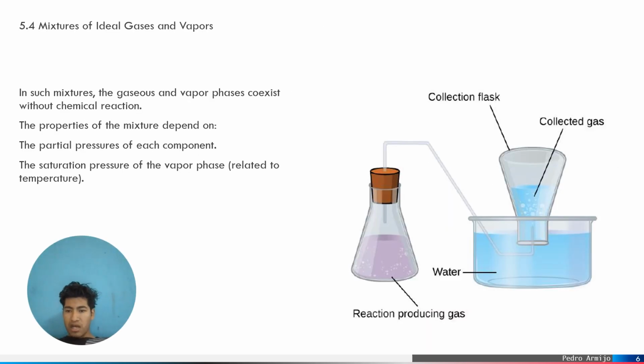When we talk about mixtures of ideal gases and vapors, we are referring to systems where gas and vapor phases coexist without chemical interaction. In this case, the properties of the mixture depend on the partial pressures of each component. For vapors, a key factor is saturation pressure, which is directly related to temperature.